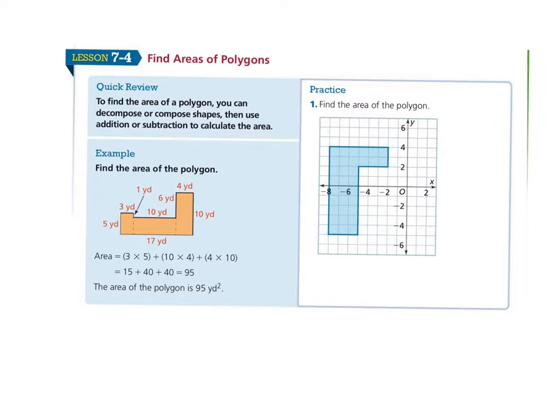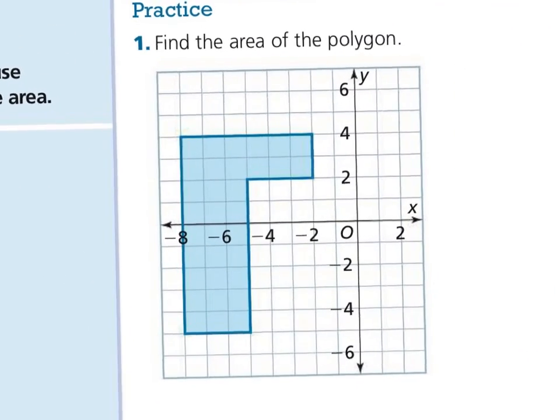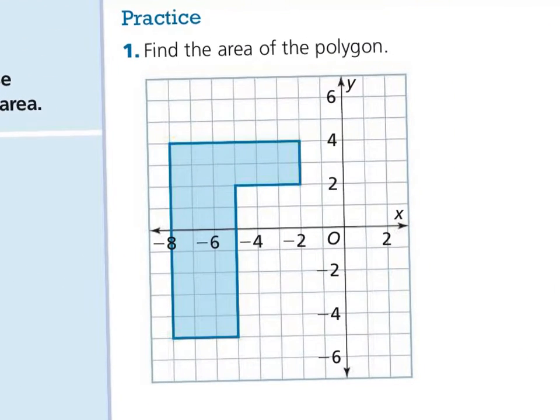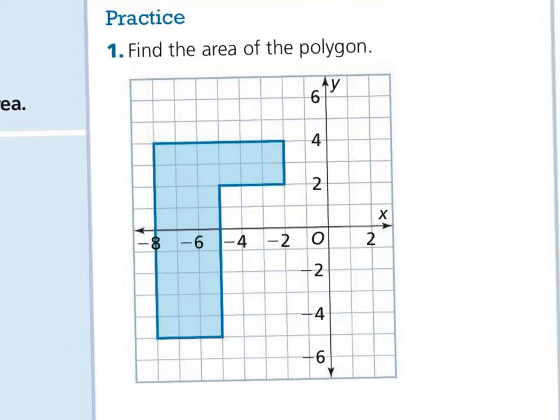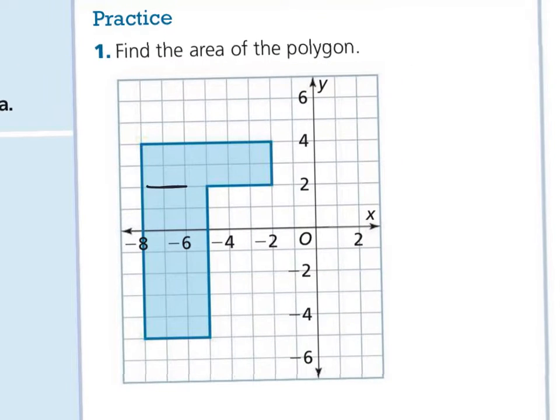Lesson 4, finding areas of polygons. This is where we split these up into different shapes. You might expect a little bit more of a challenge than this. Finding the area of a polygon. We do want to split this up into different shapes and then add the areas together. So we could split this horizontally here into 2 rectangles.